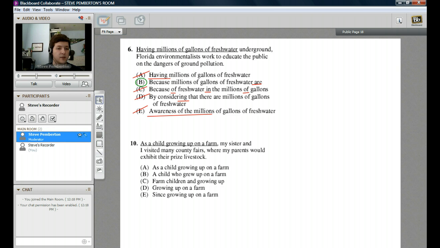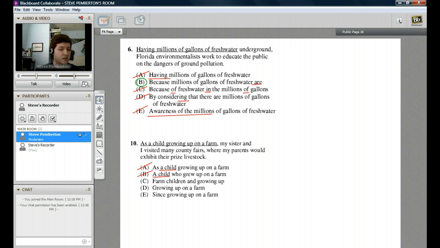Let's look at another one. As a child growing up on a farm, my sister and I visited many county fairs where my parents would exhibit their prized livestock. Again, slight misplaced modifier error. Can't change who we're describing though. The my sister and the I can't be moved around. But my sister and I are not a single child. So the fact it says a child makes this a little awkward. So A is wrong. B has the same type of error.